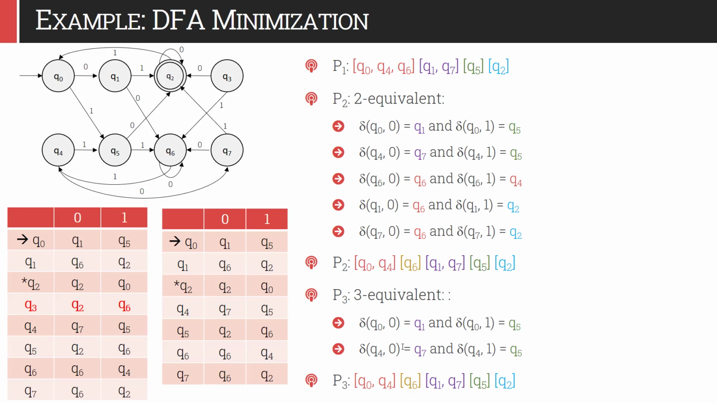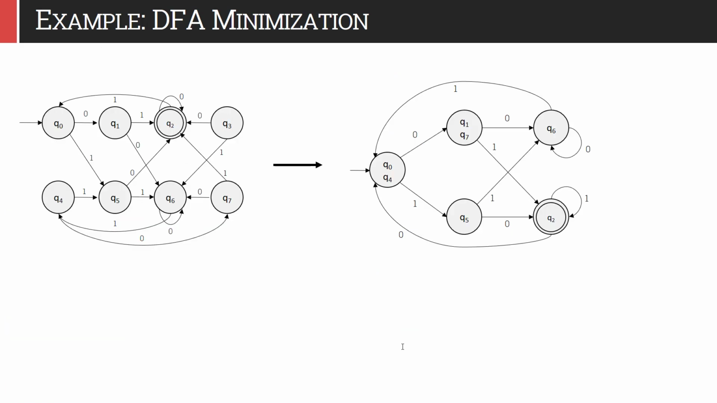As Pk is the same as Pk minus 1, we will stop here, and this is the final set of states. So Q0, Q4 will be combined into a single state. Either we can put it into a single state or we can rename it, as we saw in the previous two videos. Similarly, Q1, Q7 we can put into a single state, or we can rename it as B. Right? And we will draw the final state transition diagram.